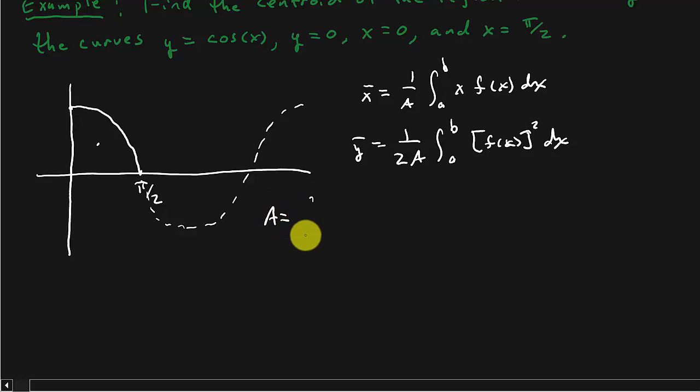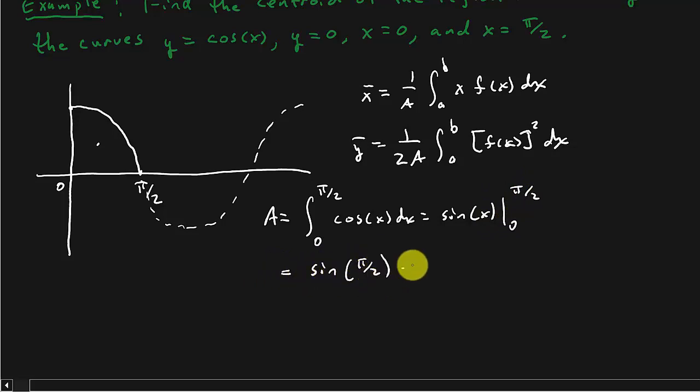So the area is the integral. There's 0, there's pi over 2. So the area under this curve from 0 to pi over 2 is the integral of cosine x dx. So that's going to be what? Sine x from 0 to pi over 2 is equal to sine of pi over 2 minus sine of 0, which is 1. So that worked out pretty nice there.